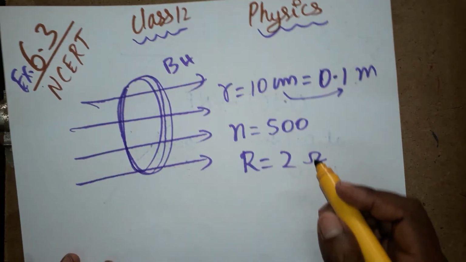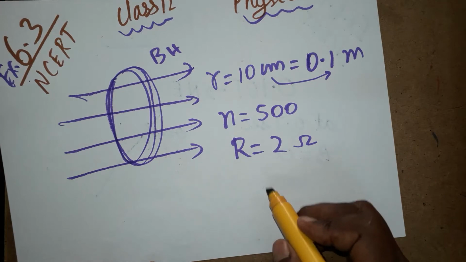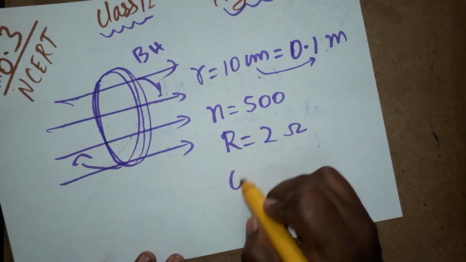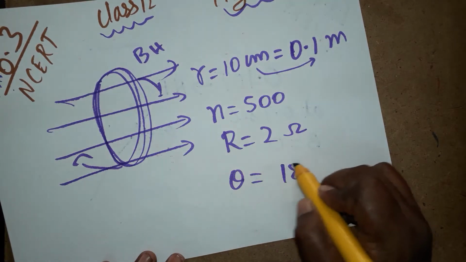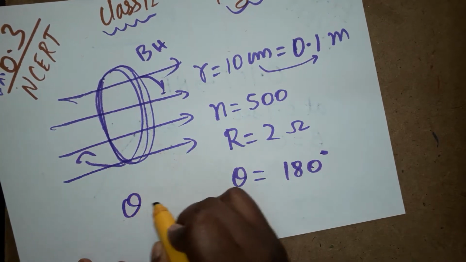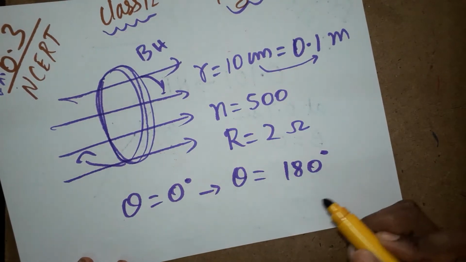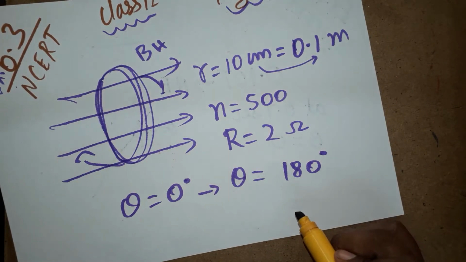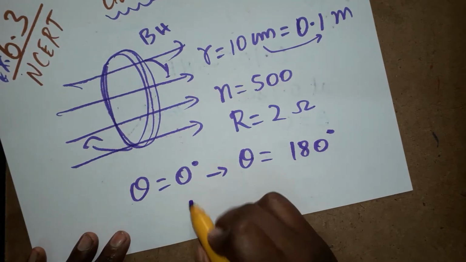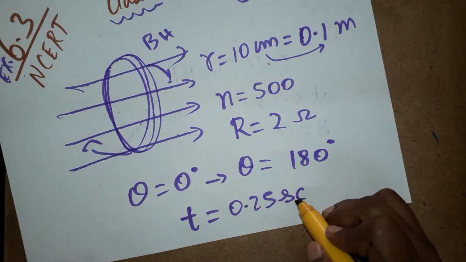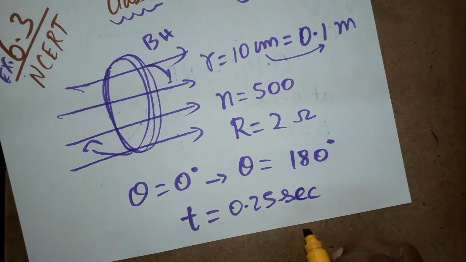Then what they are doing is rotating the coil by 180 degree. So theta is going to be 180 degree. From 0 to 180 degree, the change is going to happen. The time taken for this process is 0.25 seconds.